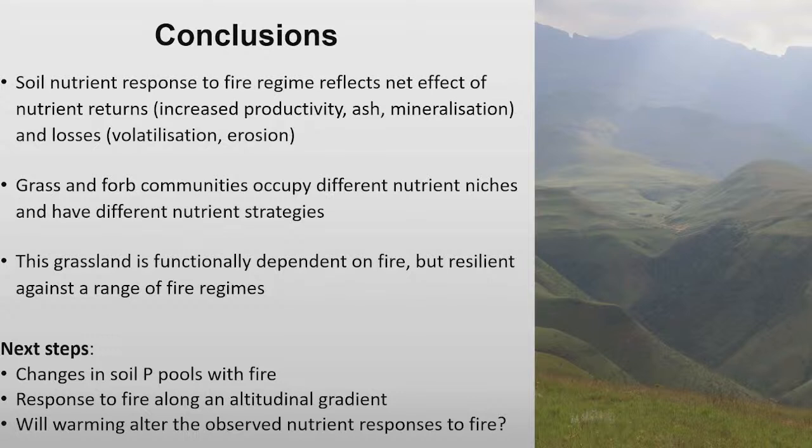And to conclude, the soil nutrient response to fire regime reflects the net effect of nutrient returns. So that would be increased productivity, returns in the ash, mineralization, against losses due to volatilization and erosion. The grass and the forb communities occupy different nutrient niches and have different nutrient strategies. And we see a grassland that is functionally dependent on fire, but actually resilient against a whole range of fire regimes, which probably reflects the historic fire frequency.